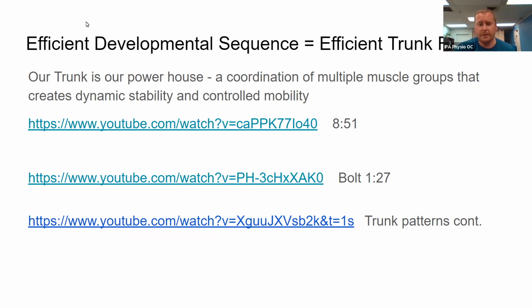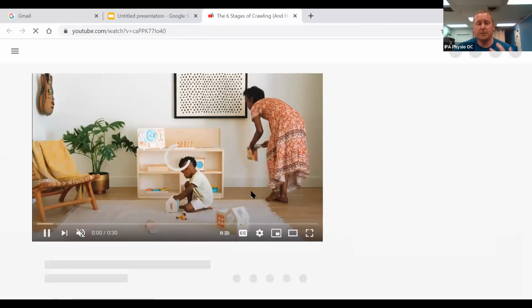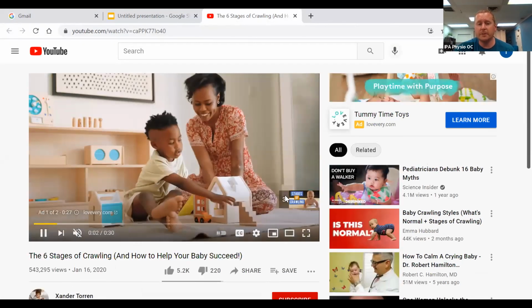I'm going to show a video here, just so you can get an idea of what it is to have a trunk-driven movement pattern. Pardon the commercial here for a second.